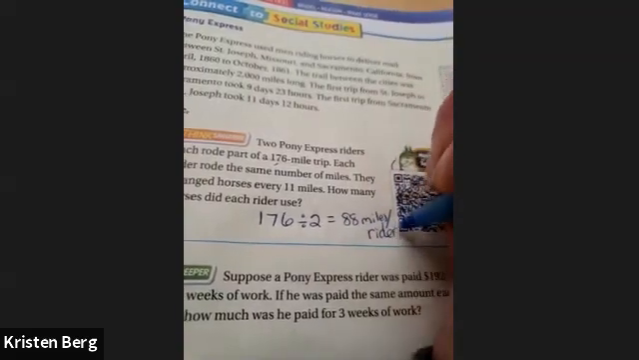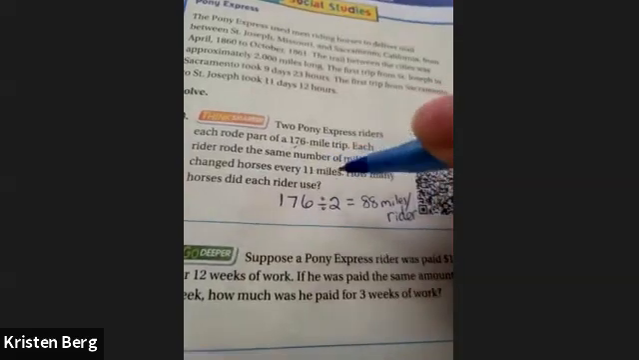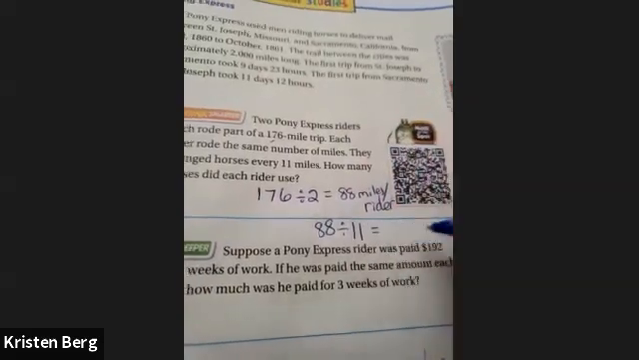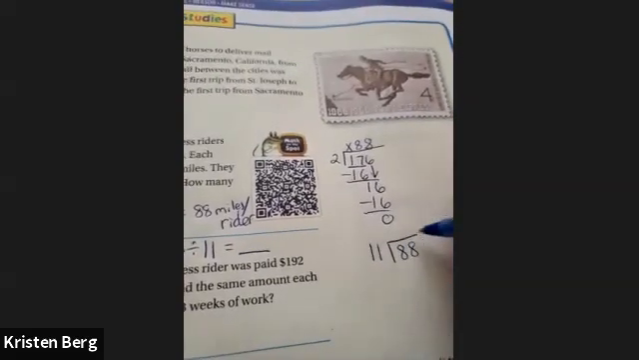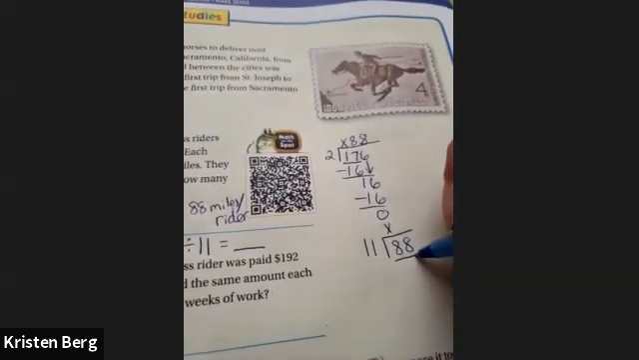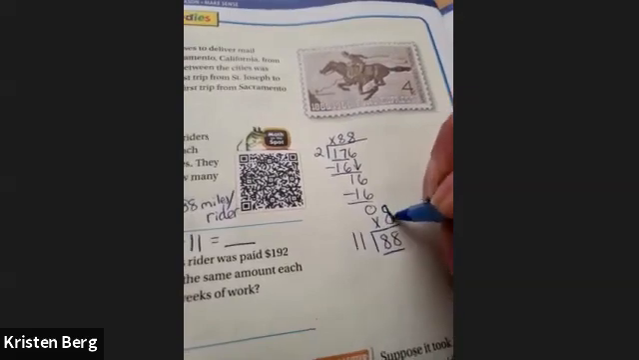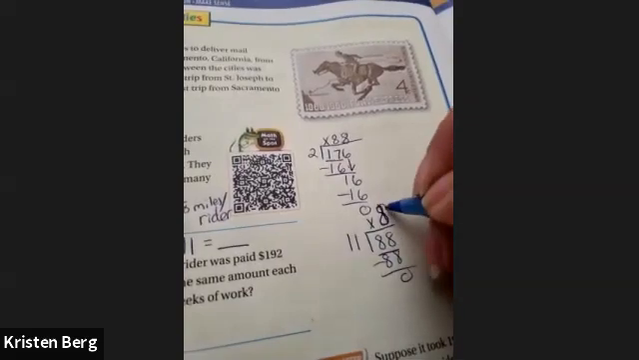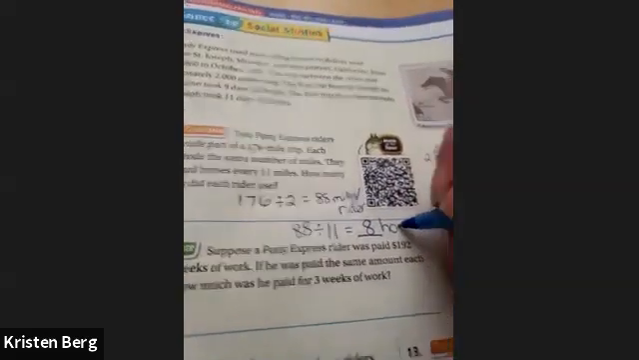But is that what the question was saying? No, it's saying how many horses did each rider use? Well, they said they change horses every 11 miles. So then we would have to do 88 divided by 11. So then we have to see how many 11s can go into 88. It can't go into 8, but it can go into 88. 8 times. 8 times 11 is 88, so therefore it is 8 times. So 8 horses for each rider.